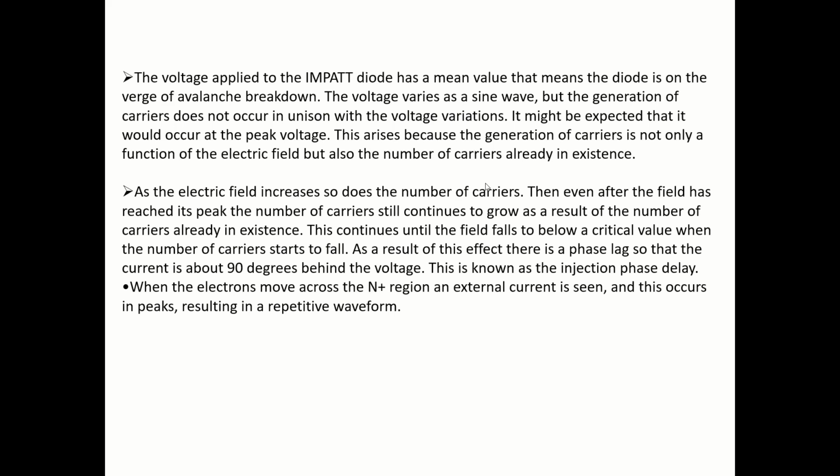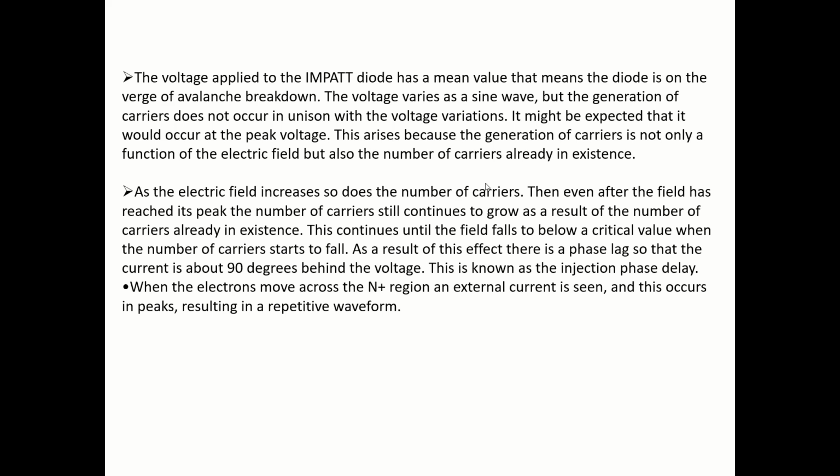So the electric field increases, and so does the number of carriers. Even after the field has reached its peak, the number of carriers still continues to grow as a result of the carriers already in existence. This continues until the field falls below a critical value, when the number of carriers starts to fall. As a result of this effect, there is a phase lag, so that the current is about 90 degrees behind the voltage. This is known as the injection phase delay. Whenever the electrons move across the N plus region, an external current is seen, and this occurs in a peak, resulting in a repetitive waveform.